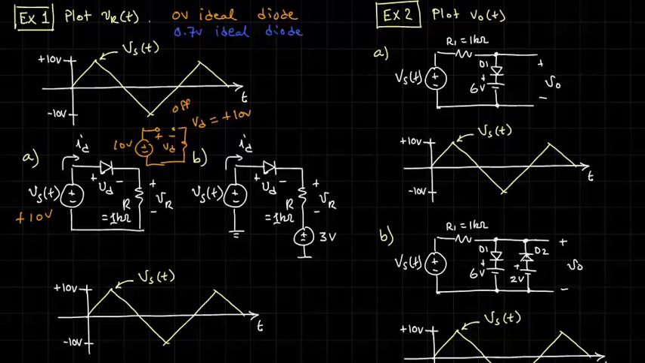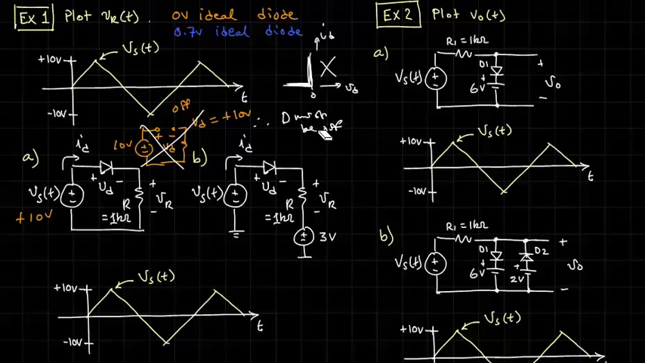Now, if we have an ideal diode, 0 volt diode, we know that the diode curve looks like this, where this is current, this is voltage of the diode, and this is 0. So you can't ever have a positive voltage on the diode, because any current that you put through it in the positive direction will produce just 0 volts across it. So this cannot occur. Therefore, we guessed wrong. D must be off. Okay?